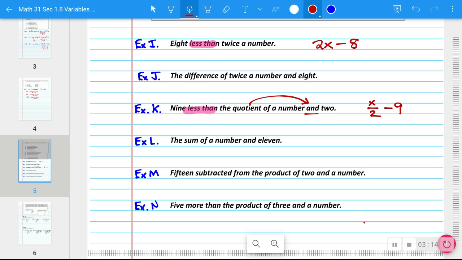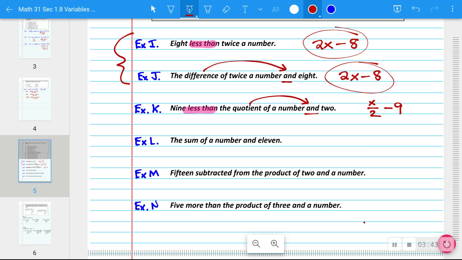All right, backing up to example J, the one I skipped, difference also means subtraction, and you put it where the and is. So we're going to put a subtraction right here. It says twice a number and 8. The difference of twice a number and 8. Well, there's twice a number, there's 8, and now we put the minus there. That's the difference of twice a number and 8. Notice that this time I didn't turn it around. Examples I and J are two different ways of saying the same expression.